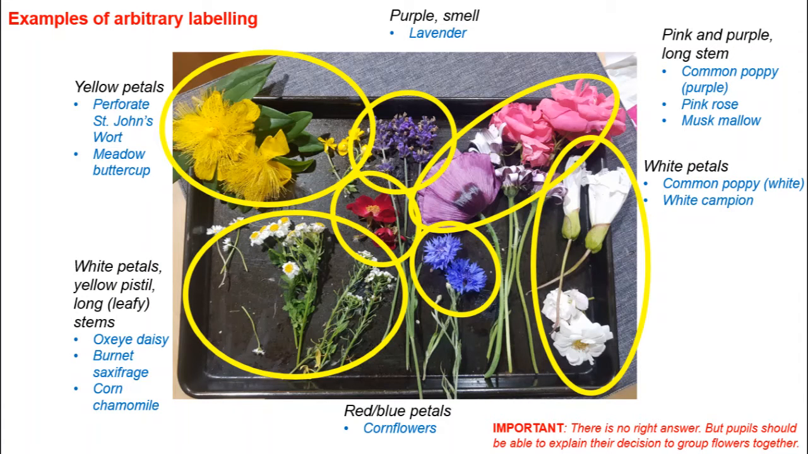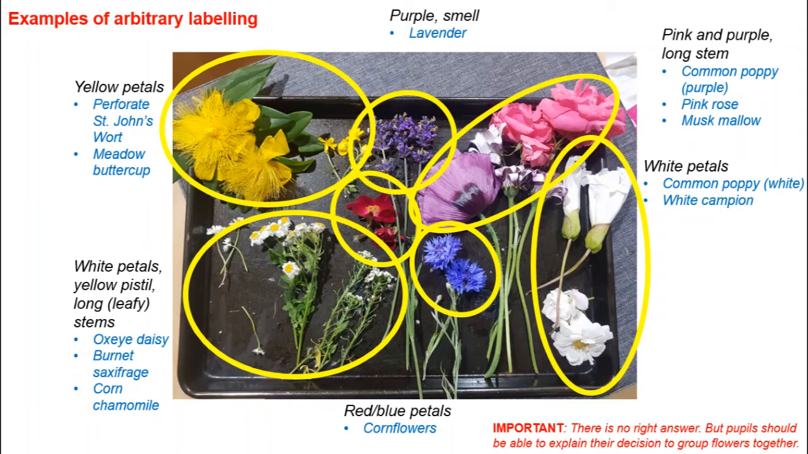Pupils are given a tray full of multiple different flowers and a help sheet. Pupils discuss and decide as a group which flowers are similar, different, or identical, and then group them together. The grouping is entirely up to them, and there is no right answer. Pupils must be able to explain why they have separated them into groups.